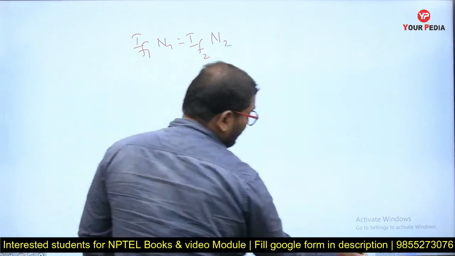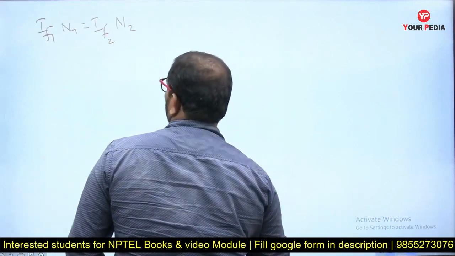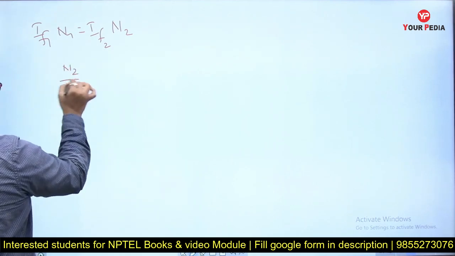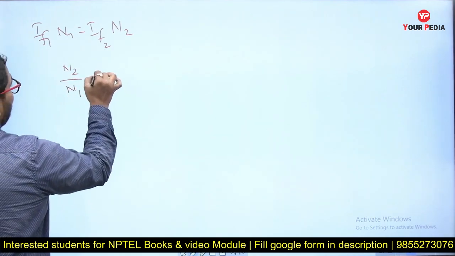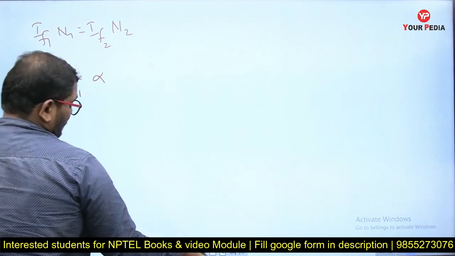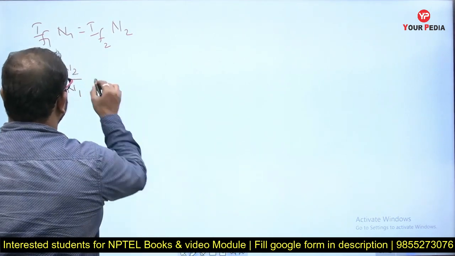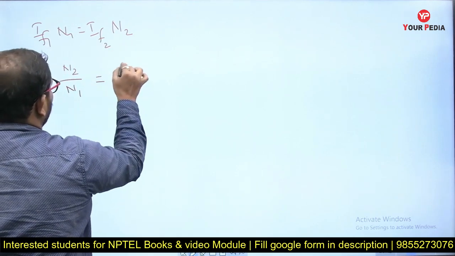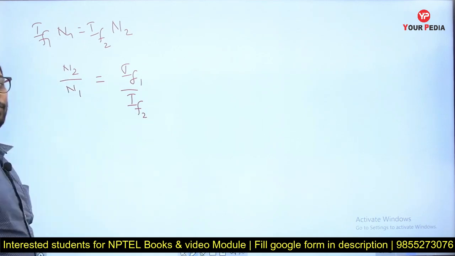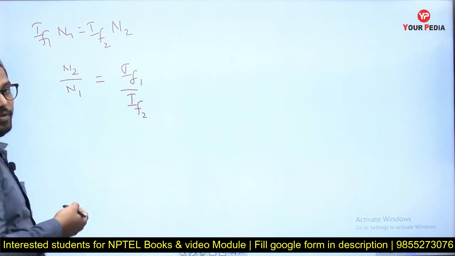If IF1 N1 is equal to IF2 N2, then what will happen? Now let's check this condition. N2 by N1 is equal to IF1 by IF2. So this is the first condition.